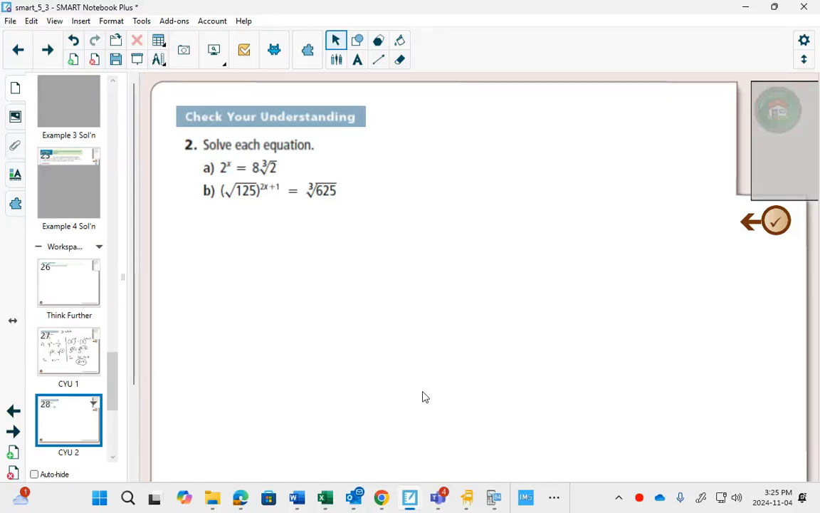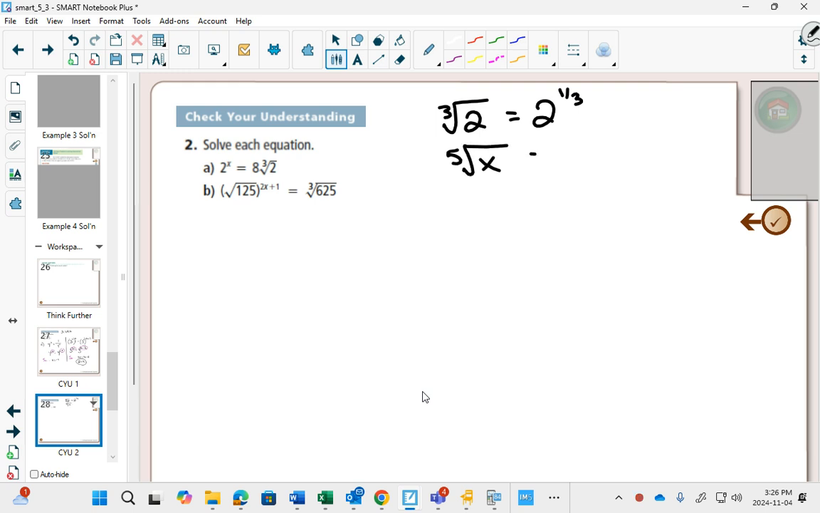Do you remember how to change radicals to exponents? The cube root of 2 is equal to 2 to what exponent? 1 over 3. So a square root would be 1/2. A fourth root, if I had the fifth root of x, that's x to the 1/5. So that's an exponent rule that we have to remember as well.